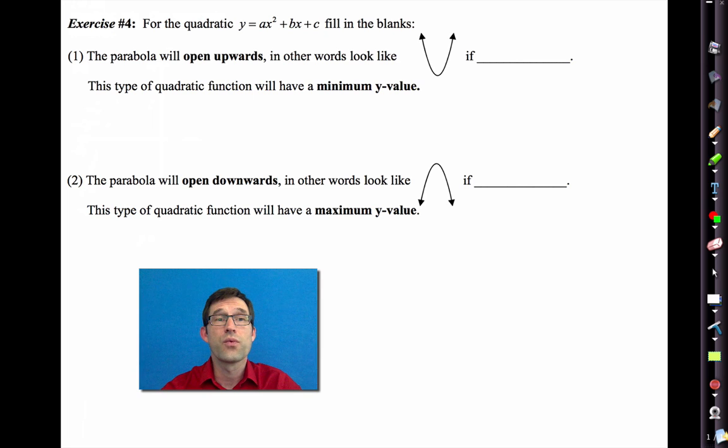Really, we can summarize it, right? For the quadratic y equals ax squared plus bx plus c, the parabola will open upwards. In other words, it'll look kind of like this if a is greater than 0, or a is a positive number. The parabola will open downward if a is less than 0, or if a is negative. In the case when it opens upwards, it's got a minimum y value, a lowest y value. In the case where it opens downward, it has a maximum y value.